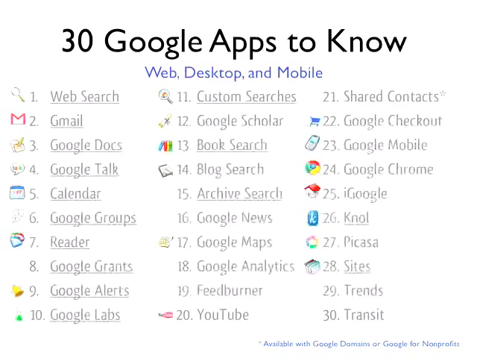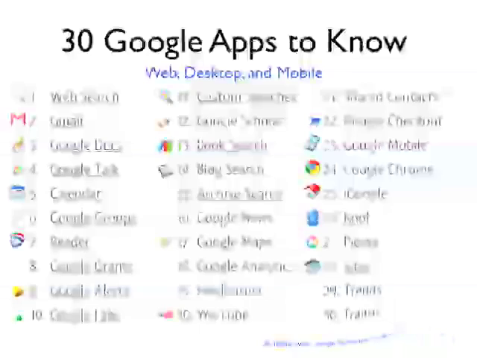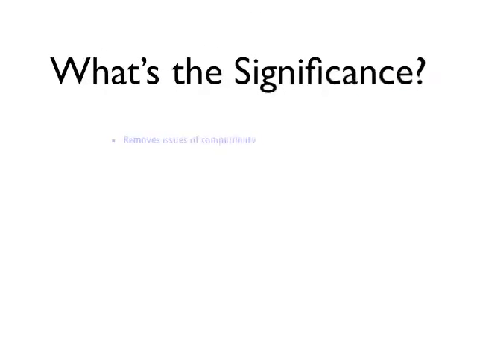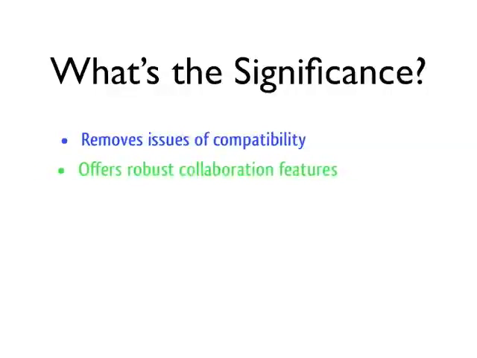And let's not forget to mention Google Labs as a way to make all these things work very well with each other. So those are the most notable, but then there's some that are missing that people should know of. I think Transit is a great application for social workers, case managers, and outreach workers, though it's not available everywhere.